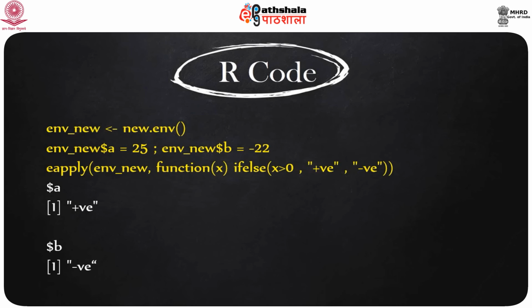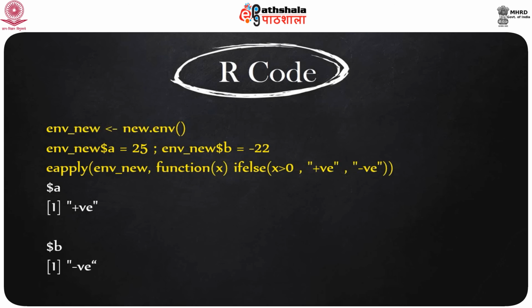Now, suppose we want to write a function that checks whether the values under the new environment are positive or not. In this case, the use of the eApply function will make the whole work easy. Just have a look at the arguments within the eApply function. Using the conditional statement if else, we can surely determine which of the objects is positive and which is negative within the environment.